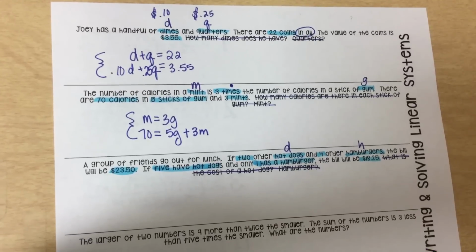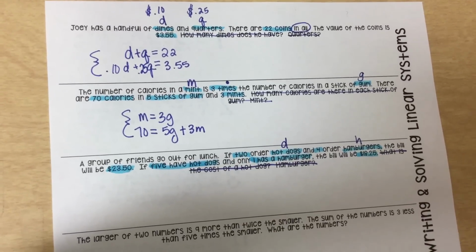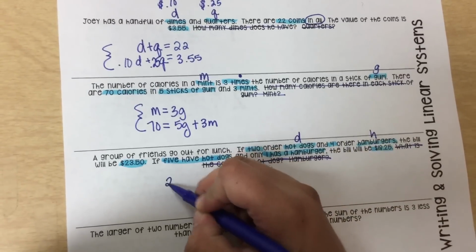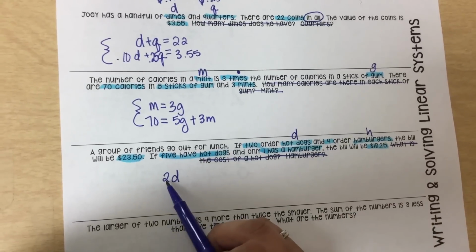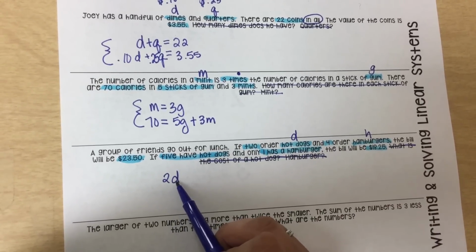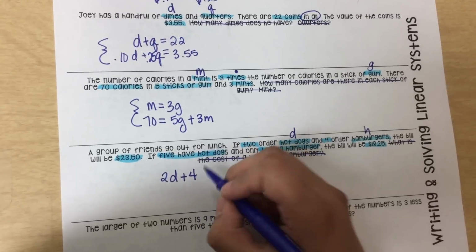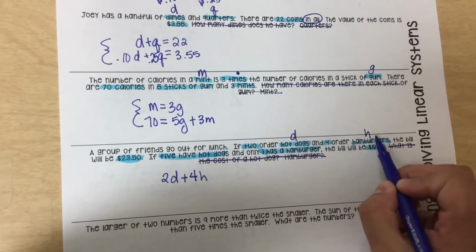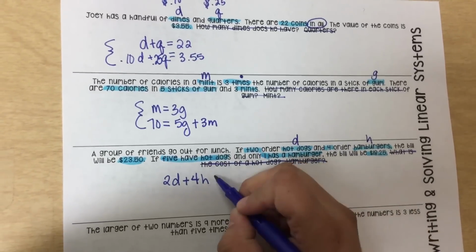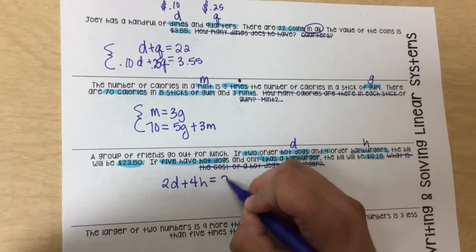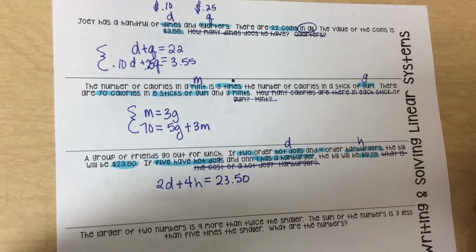Now we can start breaking it down. It usually works best if you go sentence by sentence. So if 2 ordered hot dogs, 2 people ordered hot dogs, and however much that hot dog costs, plus 4 that ordered hamburgers, so 4 times however much the hamburger is worth. That total bill is going to come out to be $23.50. There's the first equation.